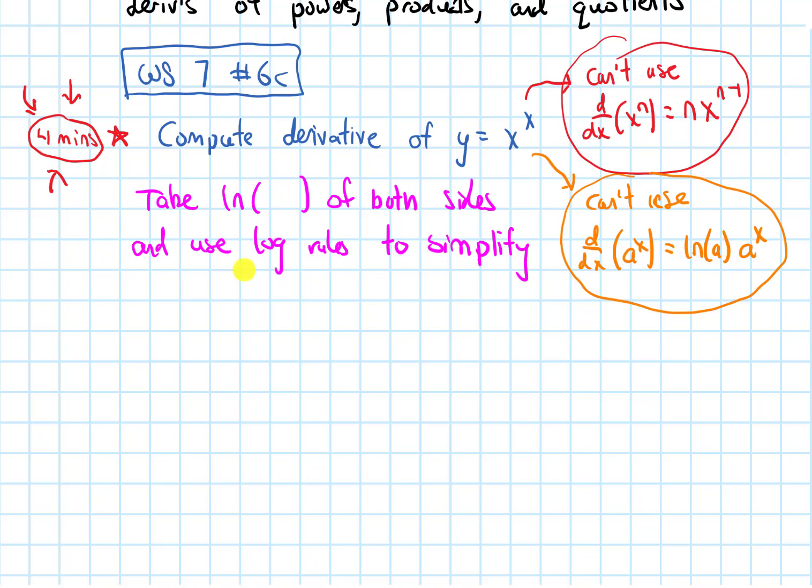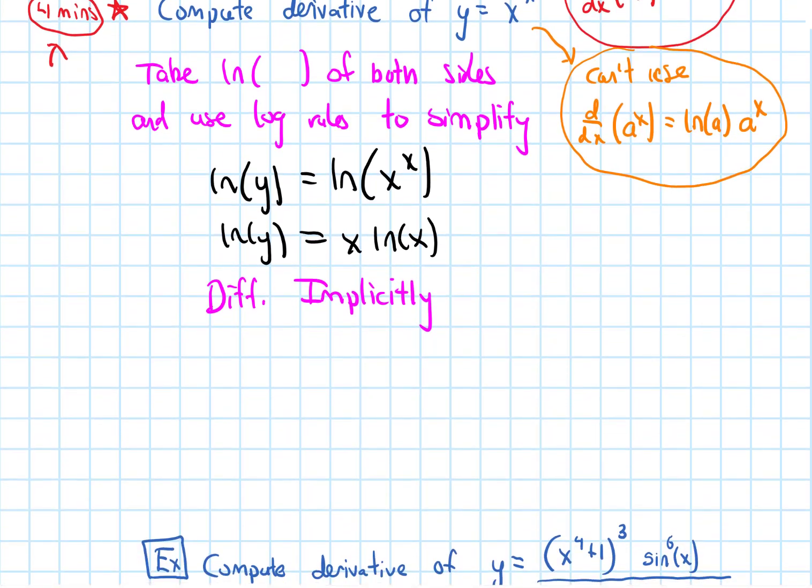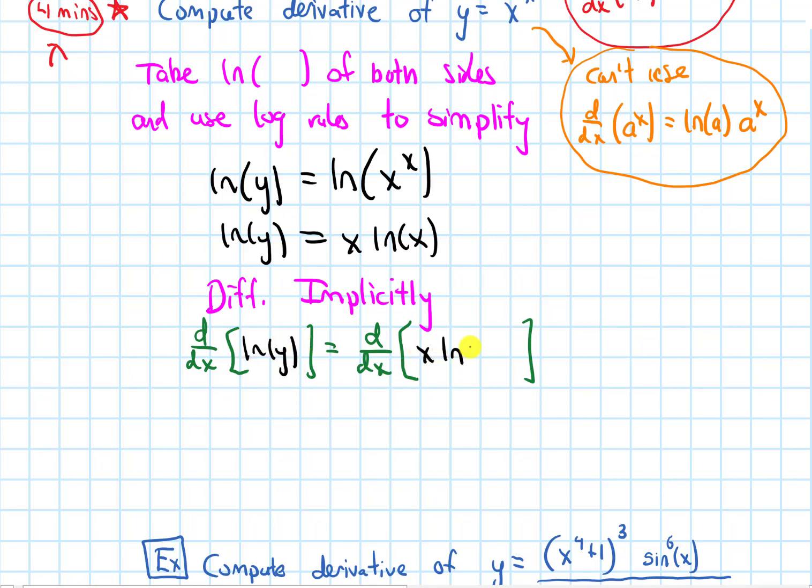Doing this, we will get ln of y equals ln of x to the power x. On the right-hand side, I can bring this power to the front to get x times ln of x, and that's going to be equal to ln of y. Now I'm going to differentiate implicitly. So we will take the derivative of both sides: d dx of the left-hand side and d dx of the right-hand side. So d dx of ln of y and d dx of x ln of x.